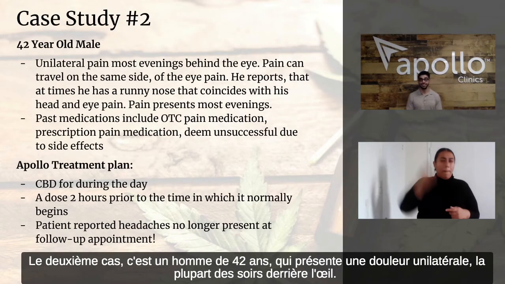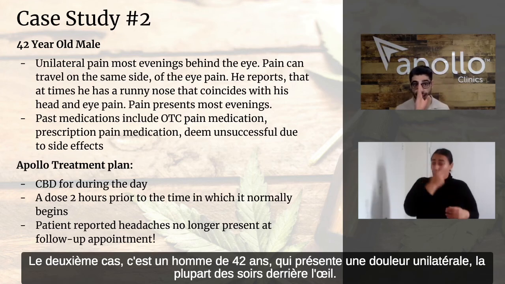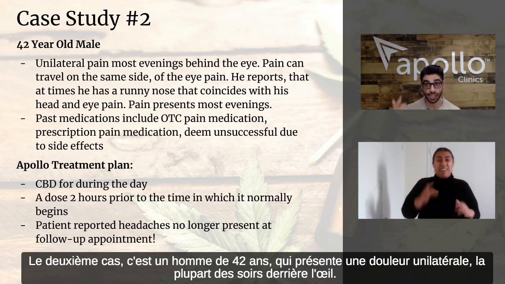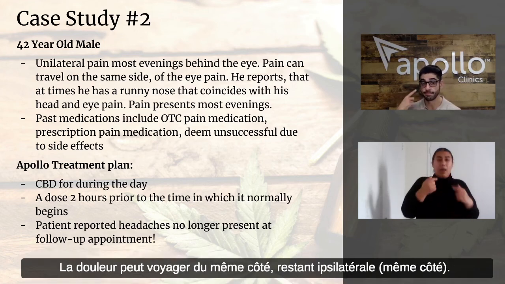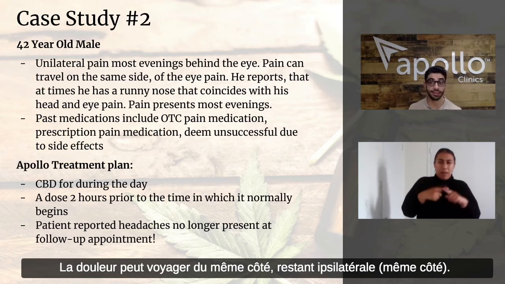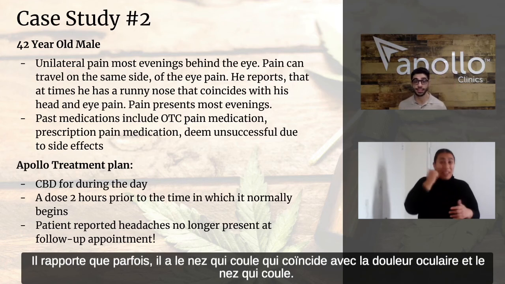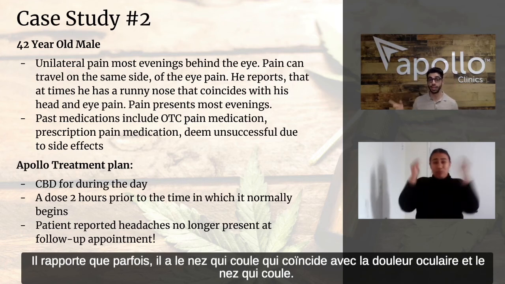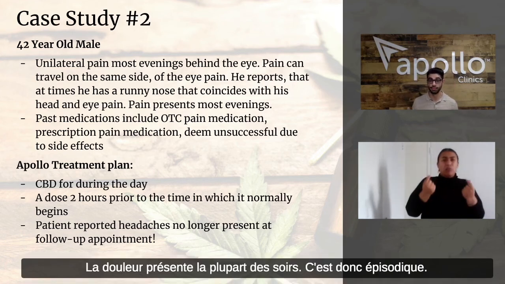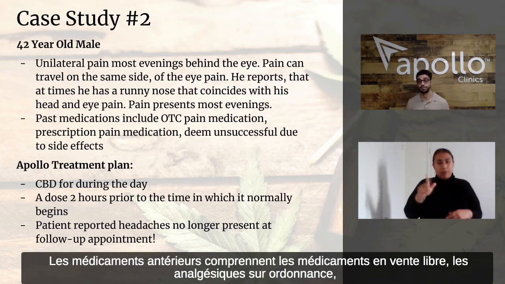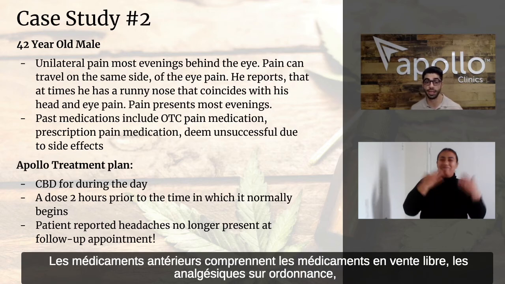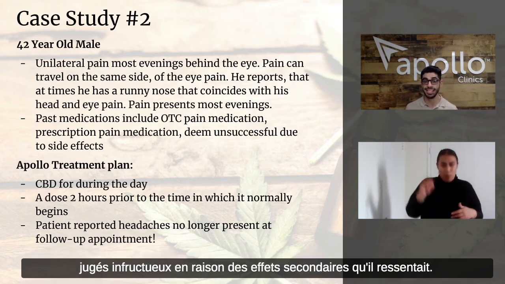The second case, this is a 42-year-old male that presents with unilateral pain most evenings behind the eye. Pain can travel on the same side of the eye pain, remaining ipsilateral, same side. He reports that at times he has a runny nose that coincides with the head and eye pain. Pain presents most evenings, so it is episodic. Past medications include over-the-counter medications, prescription pain medications, deemed unsuccessful due to the side effects that he felt.